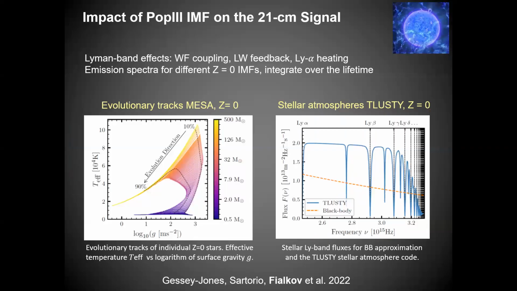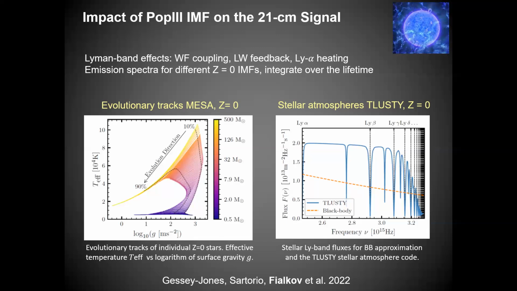And this work has been done by Thomas Gessey-Jones. Some of you know him. So he's my PhD student at Cavendish, actually. So what he did was to model the spectra of these first stars depending on their masses and mass distribution. And he greatly improved the code that we had before.